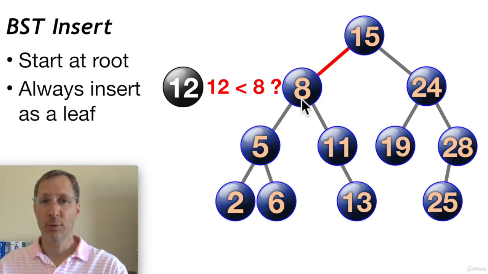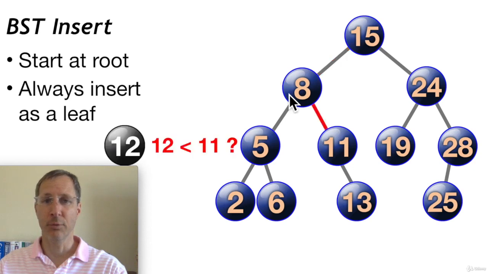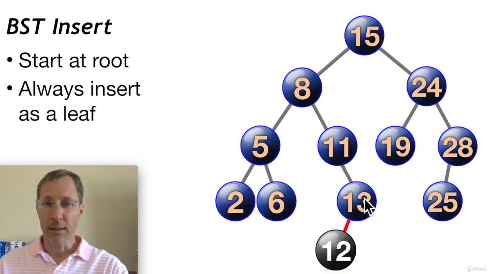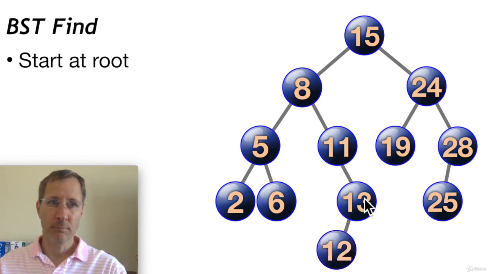Next, we're going to compare 12 to 8. Is 12 less than 8? No, it's not. So we're going to descend down 8's right subtree towards the 11. Is 12 less than 11? No, it's not. And then we compare 12 to 13. And we say, well, yeah, 12 is less than 13. So we're going to add the 12 as a leaf node. So we can add it as 13's left child. That's how the insert function works.